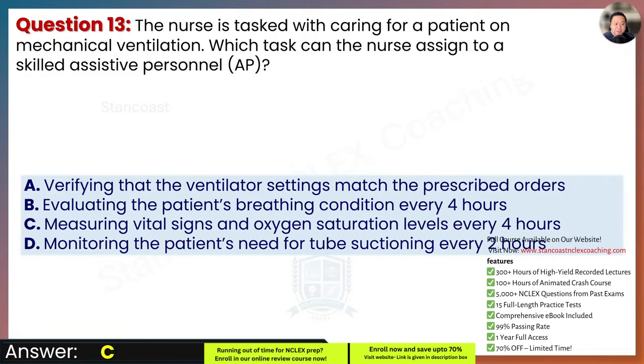Now, letter D, monitoring the patient's need for tube suctioning every 2 hours. Again, this requires an RN to assess, okay? We are not going to delegate this to the assistive personnel because this requires specialized training and the ability to make clinical decisions about the patient's needs. And so this is also outside their scope of practice.